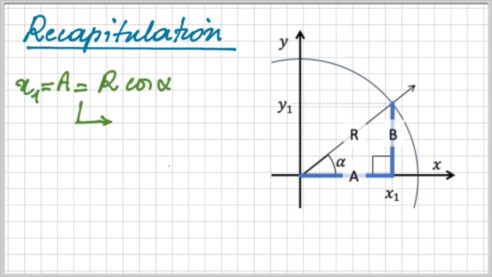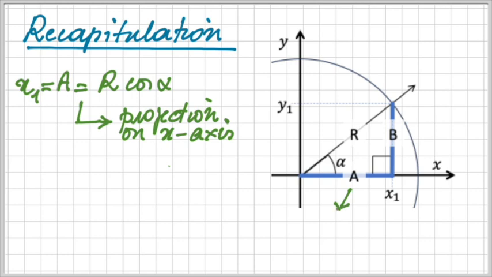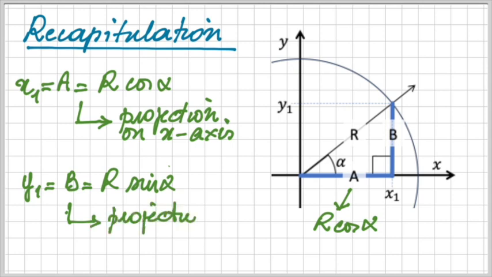Now when we look at this again, we have the same circle, the same triangle. We know that x1 is A and it is equal to r cosine alpha. This is the projection of r on the x-axis. We see it here, this is r cosine alpha. Then y1 is B, which is r sine alpha. We have the projection of r on the y-axis, and here we find r sine alpha.